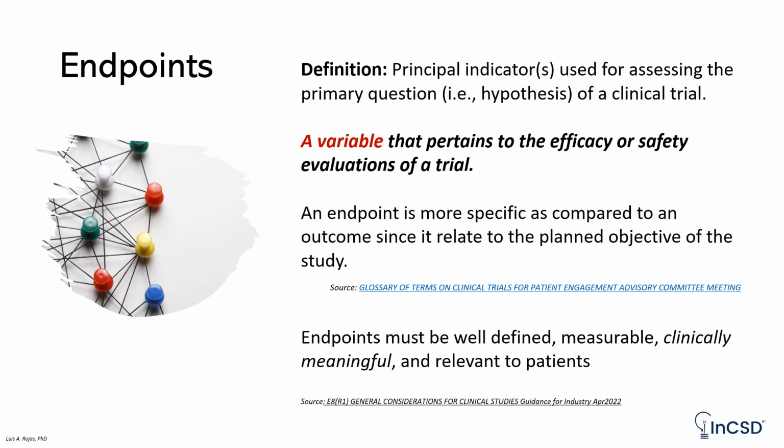To emphasize my previous comment about endpoints, let's look at the FDA endpoint definition. Principal indicators used for assessing the primary question, example, hypothesis of a clinical trial, a variable that pertains to the efficacy or safety evaluation of the trial. An endpoint is more specific compared to an outcome variable, since the endpoint relates to the planned objective of the study. And this is coming from the FDA Glossary of Terms of Clinical Trials for Patient Engagement Advisory Committee meeting.